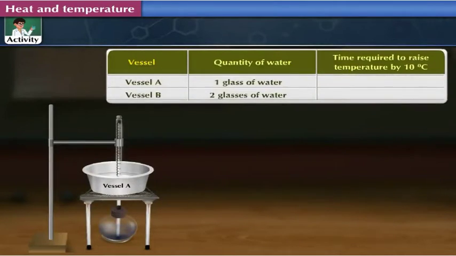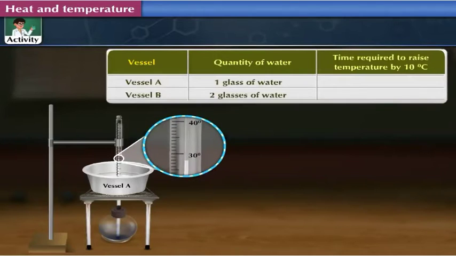Now let us heat the water in vessel A using a spirit lamp till the temperature of water rises by 10 degrees Celsius. At the same time, start the stopwatch. Note down the time taken to raise its temperature by 10 degrees Celsius.